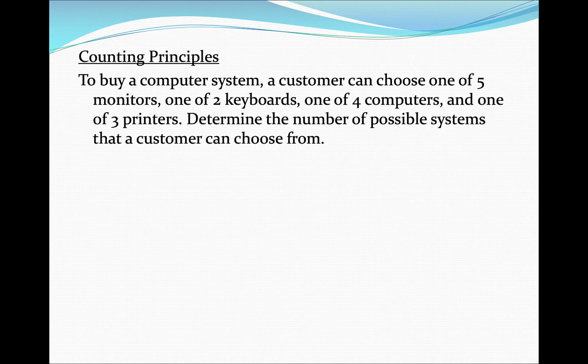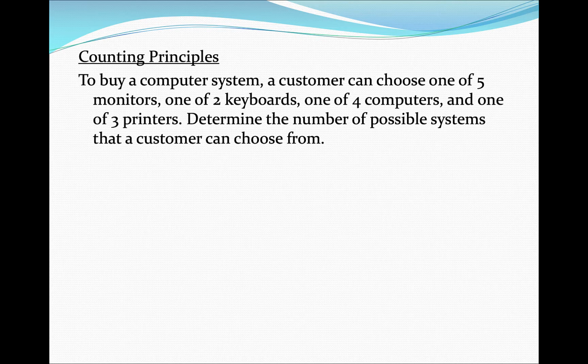I like to start with some counting principles because we do use some counting principles as we move through the probability material. So it's important that you have a basic understanding of some counting principles, including the idea of a permutation and combination. Here's a simple example of a counting principle problem. To buy a computer system, a customer can choose one of 5 monitors, one of 2 keyboards, one of 4 computers, and one of 3 printers. Determine the number of possible systems that a customer can choose from.